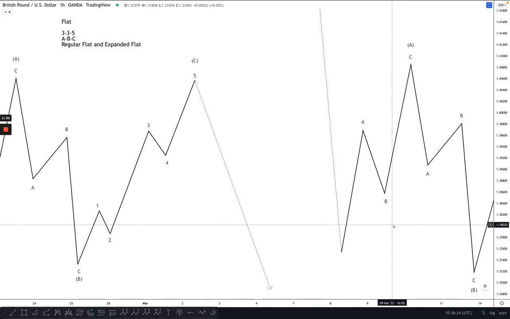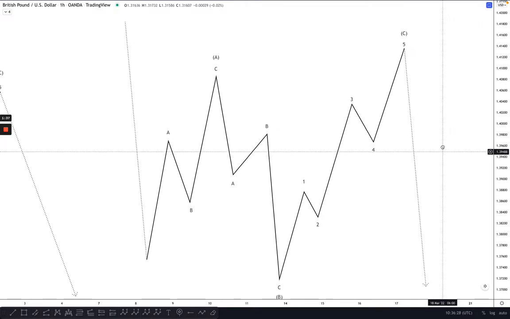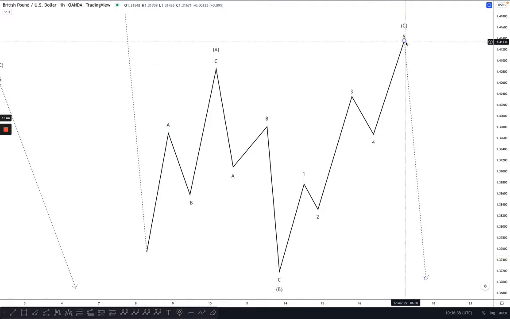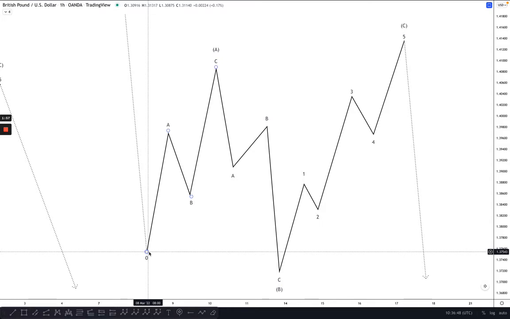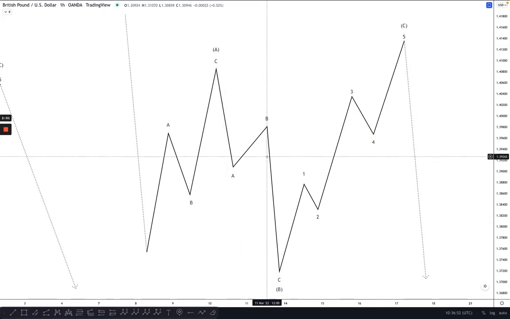With the expanded flat, it's slightly different. The only difference is that wave B actually breaches the original point of wave A, and then wave C would breach the extreme of wave A. So you can see the expanded flat looks like it's formed a new low here, and that usually traps a lot of traders. They'll be like, yep, great, it's broken my key level, I want to get in. But if you look at it carefully, it's formed in a three wave sequence, therefore you shouldn't trade that.